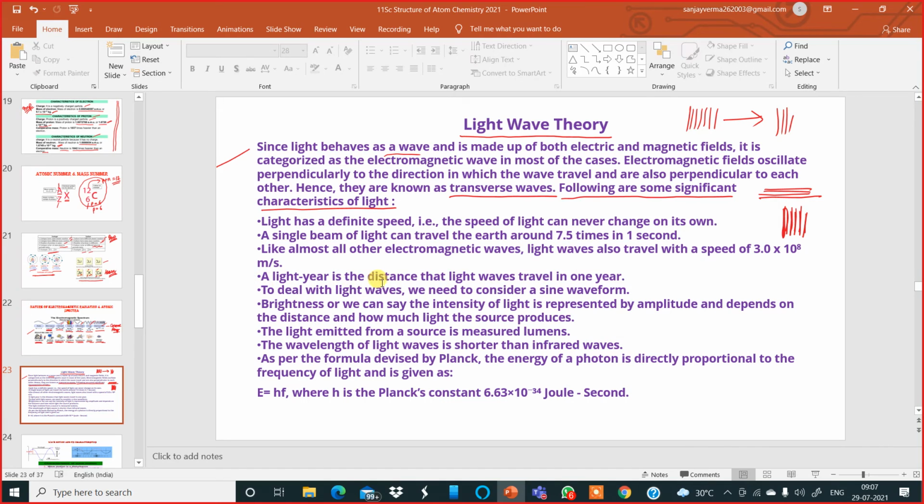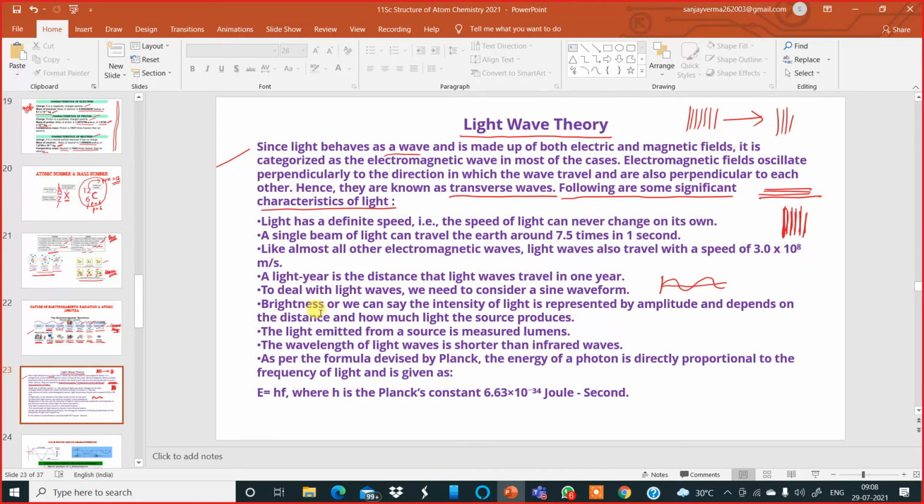A light year is the distance that light waves travel in 1 year. To deal with light waves, we need to consider a sine waveform, a graphical waveform. That I will discuss after some time.